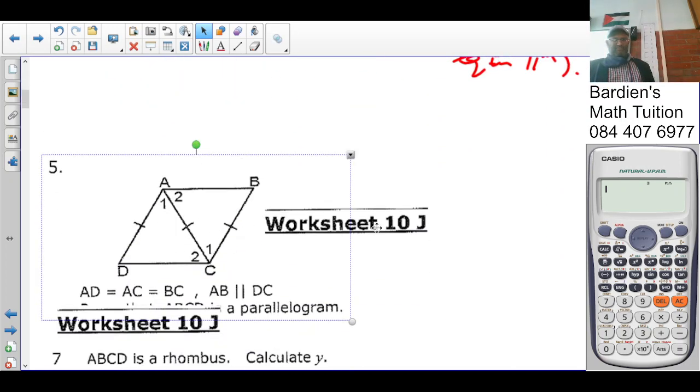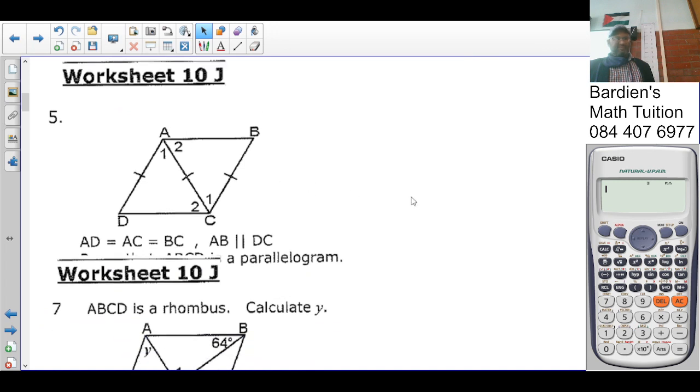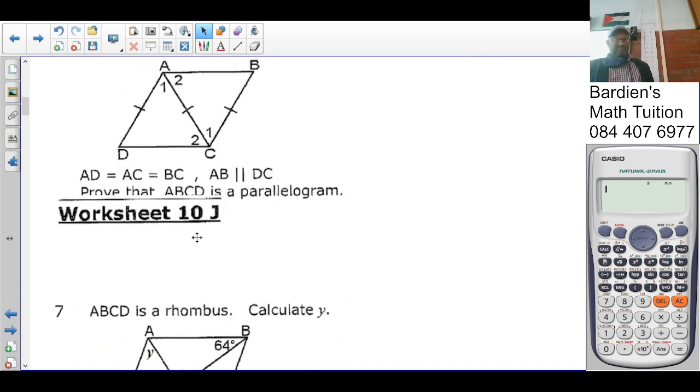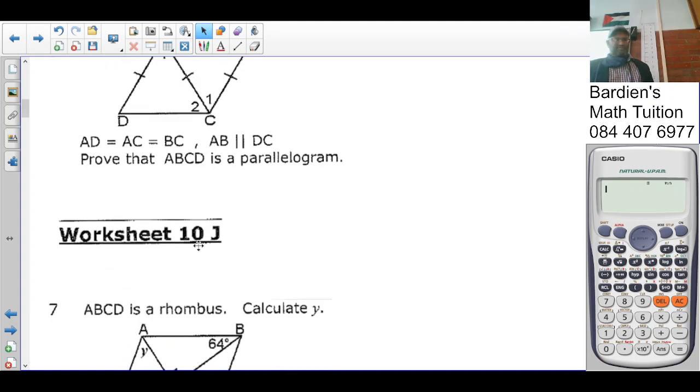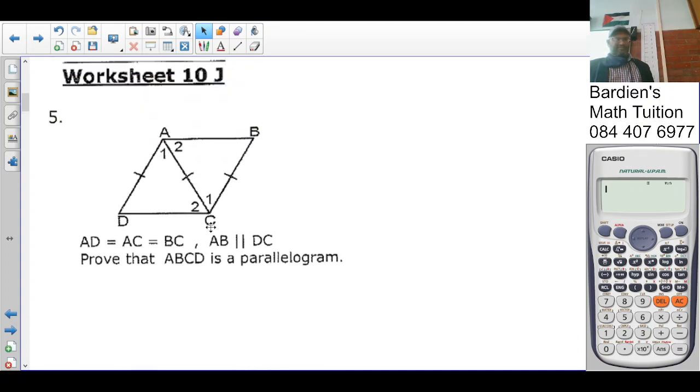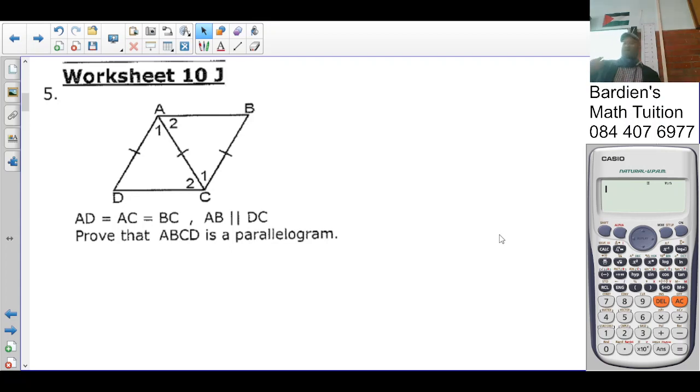Question 5. We are told that AD is equal to AC, equal to BC. And we are told that AB is parallel to DC. Prove that ABCD is a parallelogram.